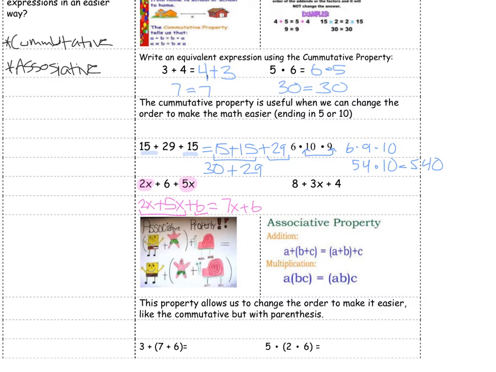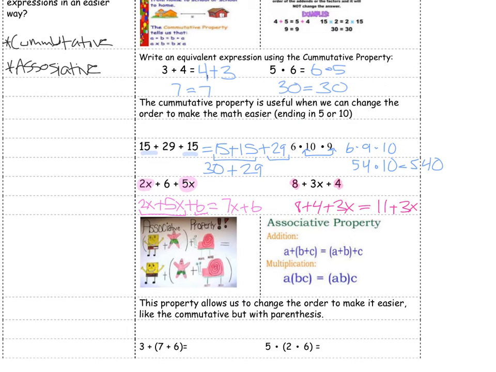So that also goes for when you have two values that don't have a variable attached to them, aka this 8 and this 4. So I'm going to rewrite that so my non-variables are next to each other. So we have 8 plus 4 plus 3x. So since I was able to rearrange that, 8 plus 4 is 11 plus 3x. See, it's a little bit easier to look at.